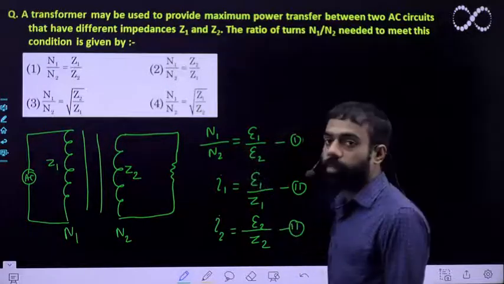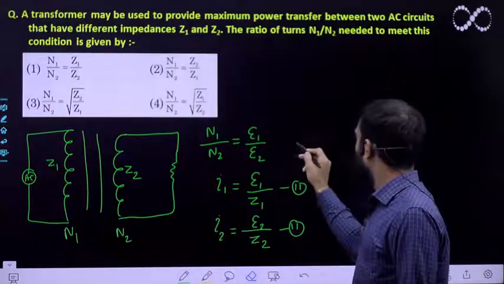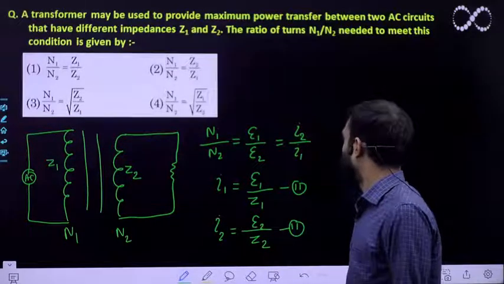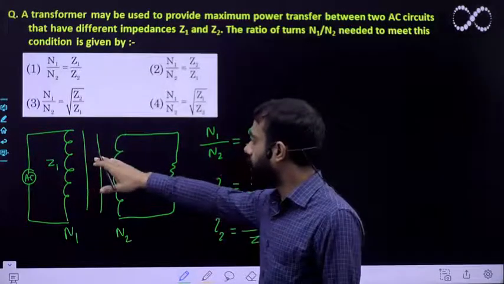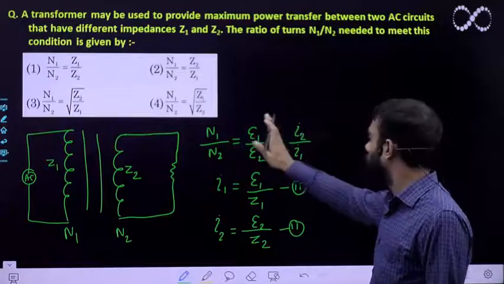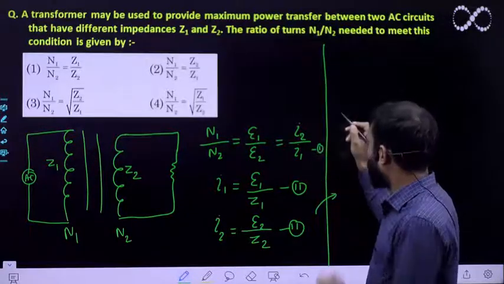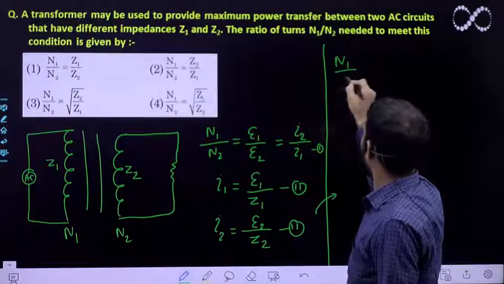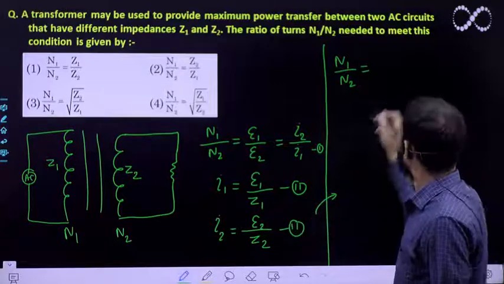And since you are trying to get the maximum power, this equation can also be equal to I2 upon I1. In the case of maximum power transfer, the transformer is ideal, and in the case of an ideal transformer, you can add the current ratio here also, and it is satisfied. So if I take equation 1 further, N1 upon N2 is equal to I2 upon I1.